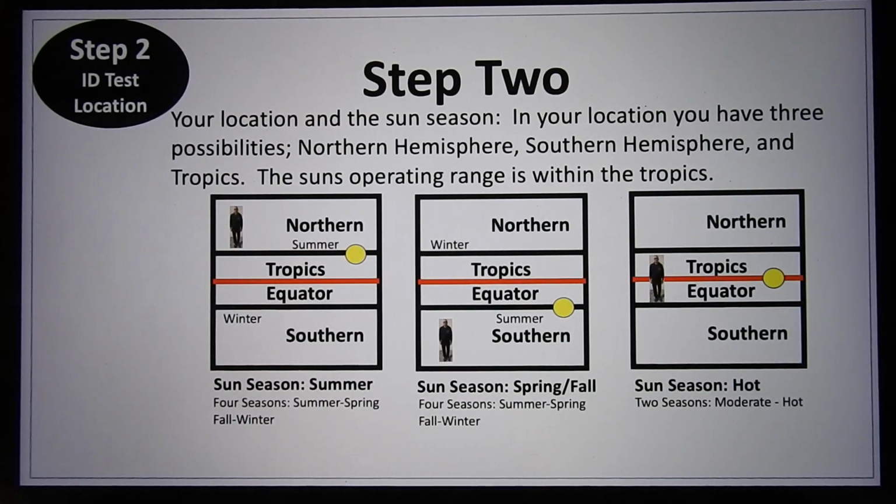Step 2: know your location, ID your location. When I did my testing, I did it in the northern hemisphere, here in the United States, in Fayetteville, North Carolina, and then in Kabul, Afghanistan, on the eastern side towards Pakistan, in an area called Poli Sharkey. But you can do this testing down in the southern hemisphere, and of course in the tropics, where you're actually closest to the sun.